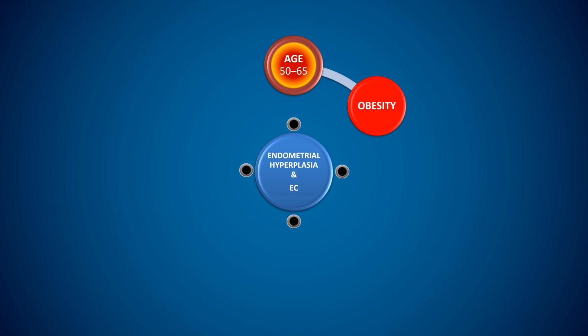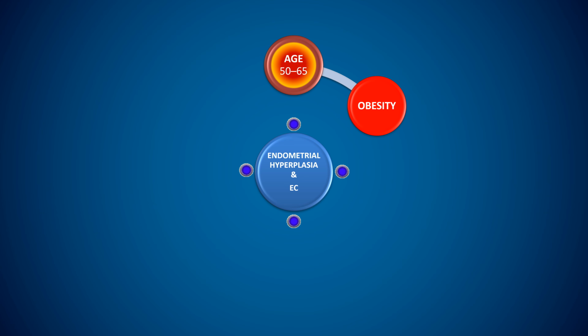The other risk factor is obesity. It is an important risk factor. There are 3 mechanisms through which obesity produces endometrial hyperplasia and endometrial cancer. The first mechanism, excessive estrogen exposure. The second mechanism, increased insulin resistance. The third mechanism is inflammation.